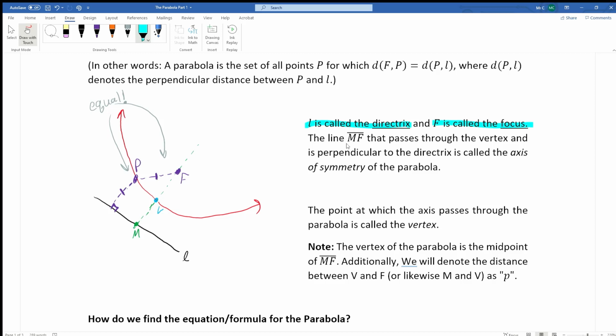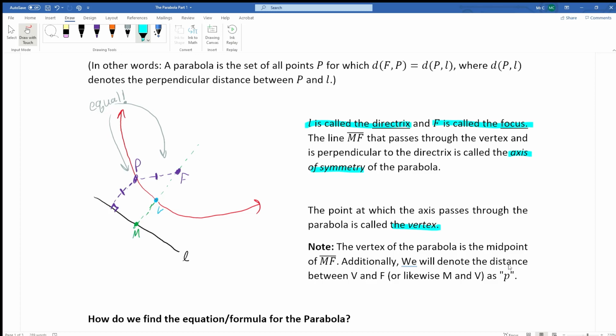The line MF that passes through the vertex and is perpendicular to the directrix is called the axis of symmetry of the parabola. So that's this line here, and it's called that because on either side of that line, your parabola looks like a mirror image. The point at which the axis passes through the parabola is called the vertex. So that's V here. So let's note that the vertex of the parabola is the midpoint of this axis of symmetry here, MF.